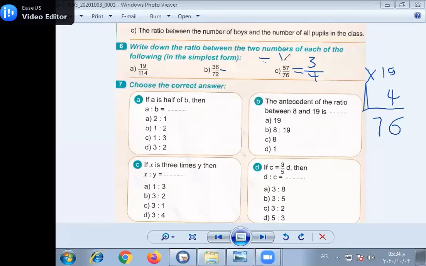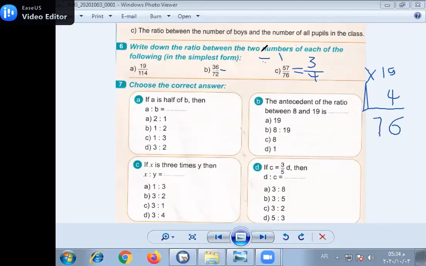The second question. Choose the correct answer. If A is half of B, then the ratio A to B equals 2 to 1, 1 to 2, 1 to 3, or 3 to 1. Okay, go ahead. 2 to 1. Are you sure?